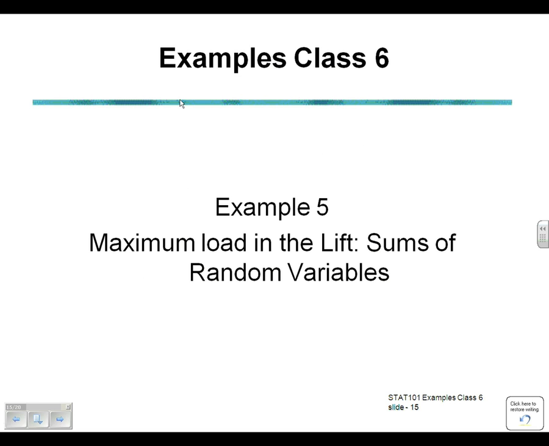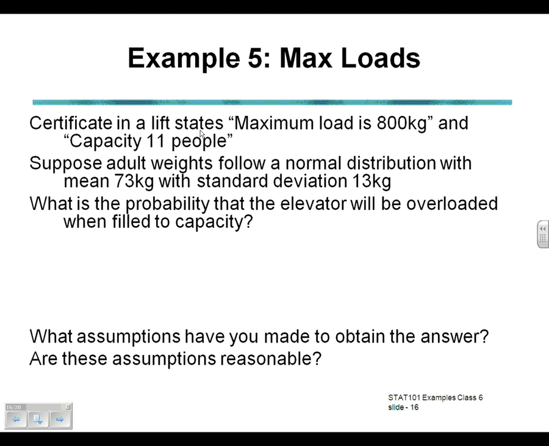And on to example 5, which is a real-life problem relating to the maximum load in a lift. This requires us to use sums of random variables. We have a lift certificate that states the maximum load is 800 kilograms and capacity 11 people. So our problem here is, suppose we have those 11 people.